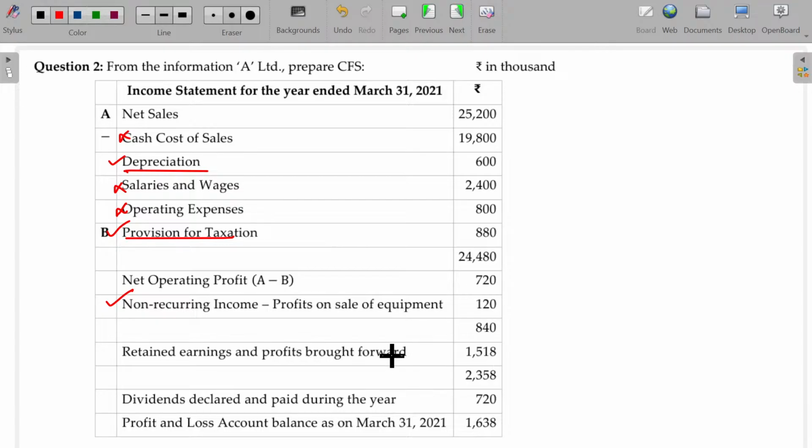Retained earnings and profits brought forward from the previous year, that is opening profit. And dividend declared and paid during the year represents cash from financing. So this is a cash from financing item. This is a cash from investing item. This will be a non-cash item. But tax paid is an operating item. Okay. And depreciation is a non-cash item.